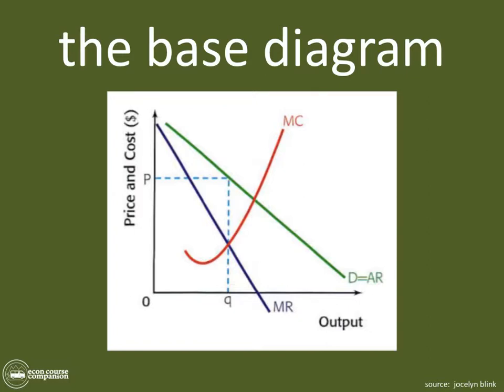Very quickly, what you need to do is think about the fact that this monopoly is a price maker's market. What does that mean? It means that they're going to have a downward sloping demand curve, and we know that demand always equals average revenue, and it's going to have a marginal revenue curve that descends at twice the rate of average revenue. So marginal revenue is always going to descend twice the rate, and this is how you should draw it, and this is taken from Jocelyn Blink's Course Companion.